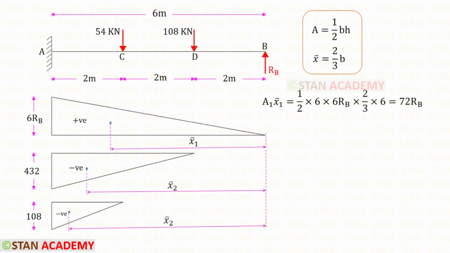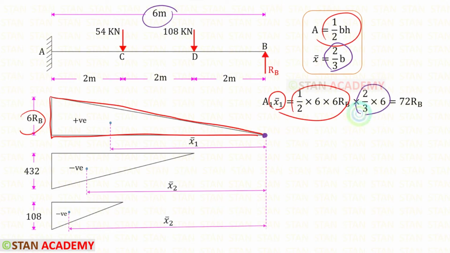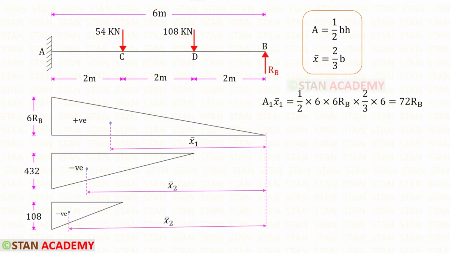Now let us find area 1 x1 bar. We know that it is a triangle. We know the area formula of a triangle, half into BH. Here the breadth is 6 and the height is 6RB. So this is the area. Let us find x1 bar. We have to find the centroid distance about the right side. The formula is 2 upon 3 into B. Here the breadth is 6. So 2 upon 3 into 6. In this way, for area 1 x1 bar, we will get 72 RB.